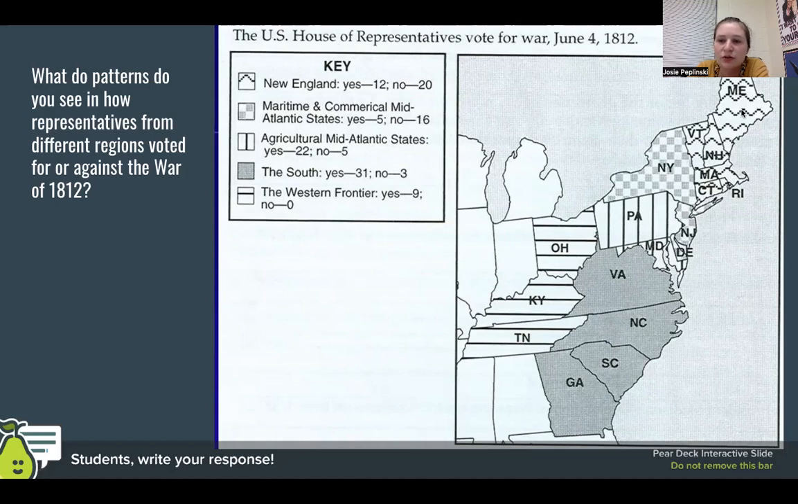So this northern region, New England, and this maritime and commercial mid-Atlantic slave states, I'm sorry, I shouldn't throw in the word slave in there, just mid-Atlantic states. It's because I associate the word Atlantic with Atlantic slave trade. I just said it automatically, but this didn't have to do anything with slavery. This particular slide, what I'm talking about. So just these agricultural mid-Atlantic states.